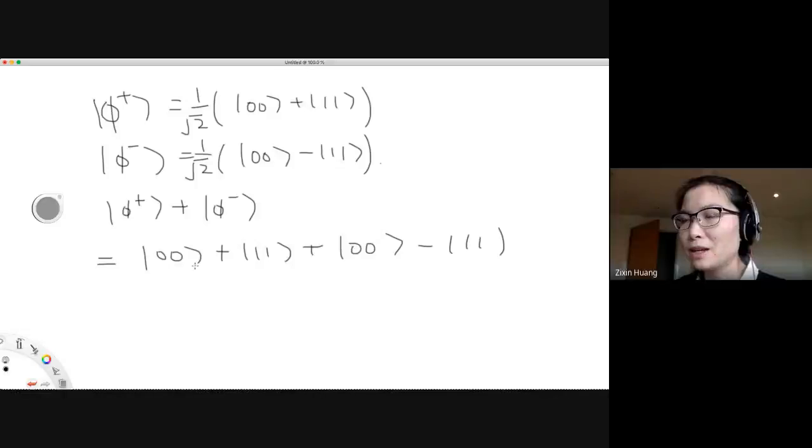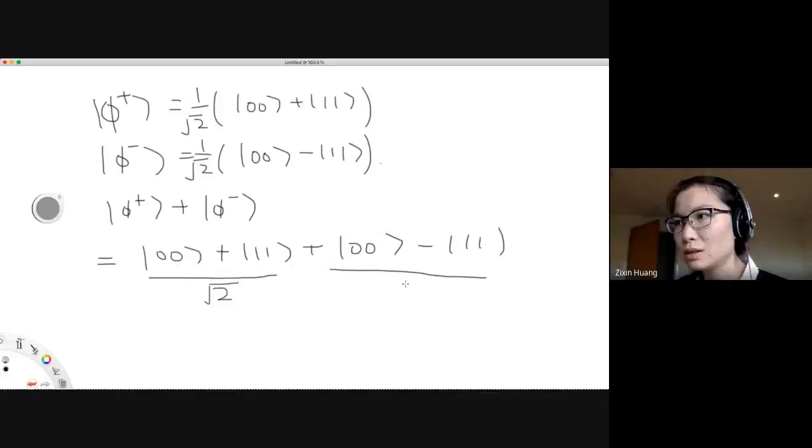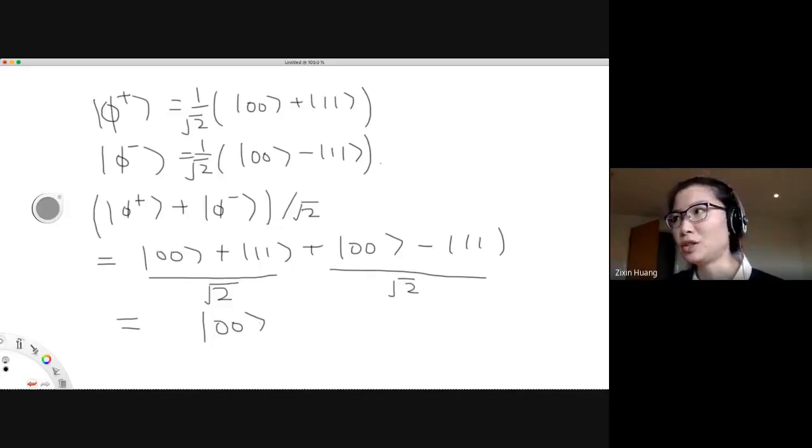Now there are normalization factors in front of these things. So if I put the correct factor in front of it, that would just give you |00>. Okay, so this is just a trick.